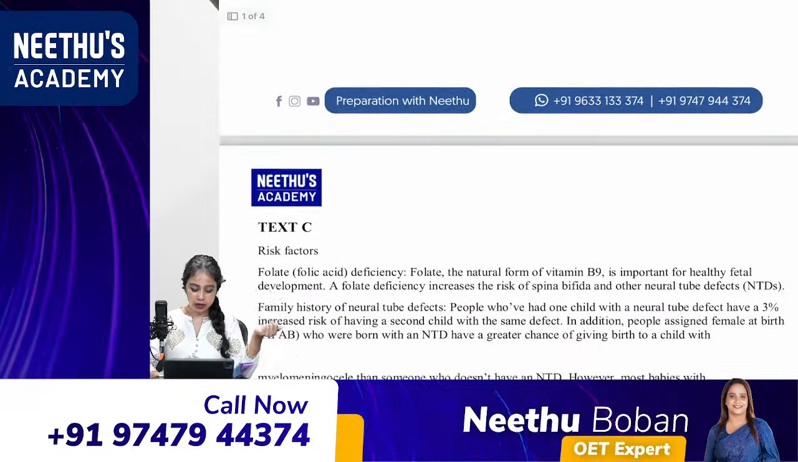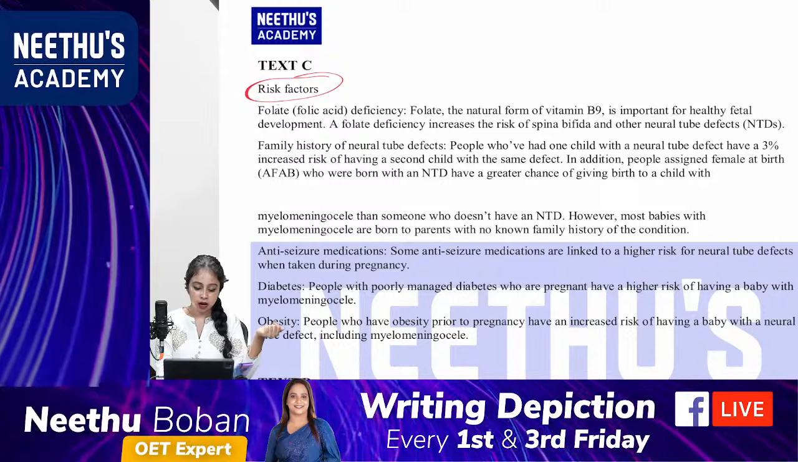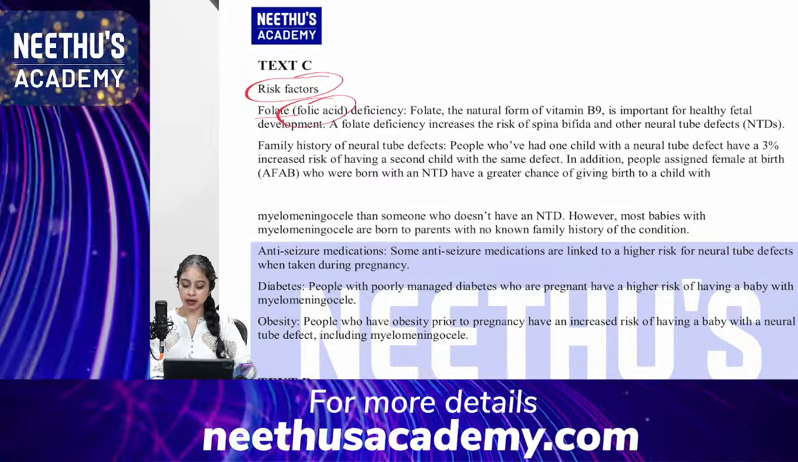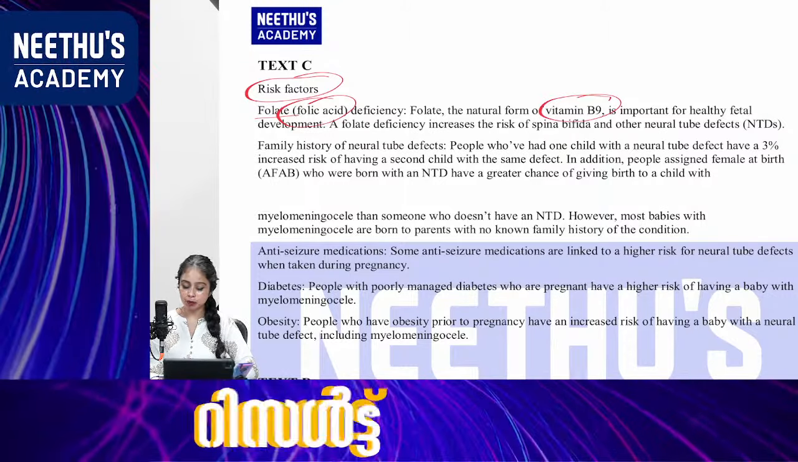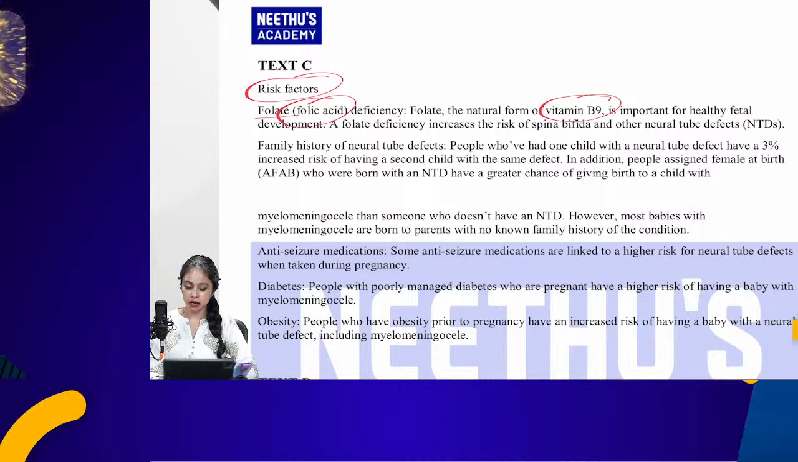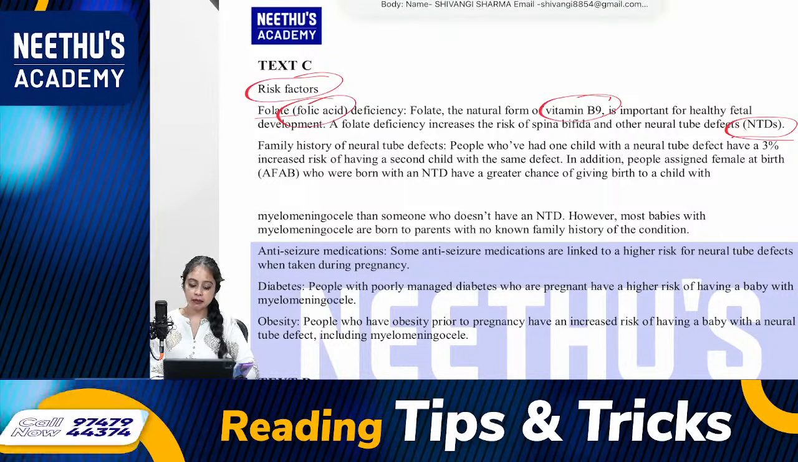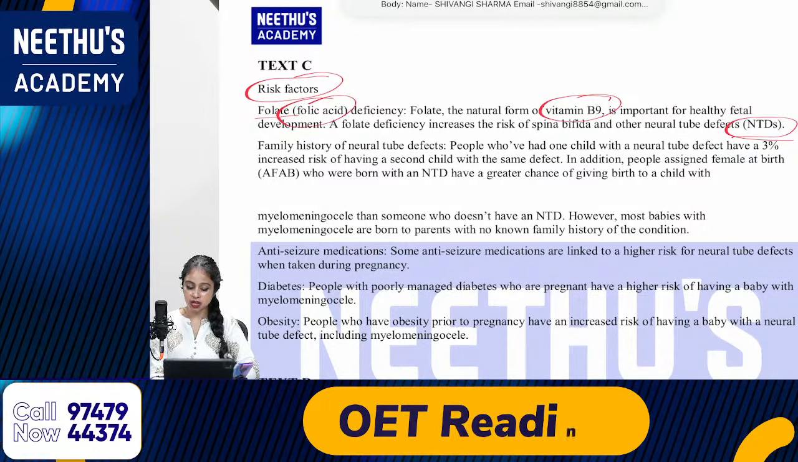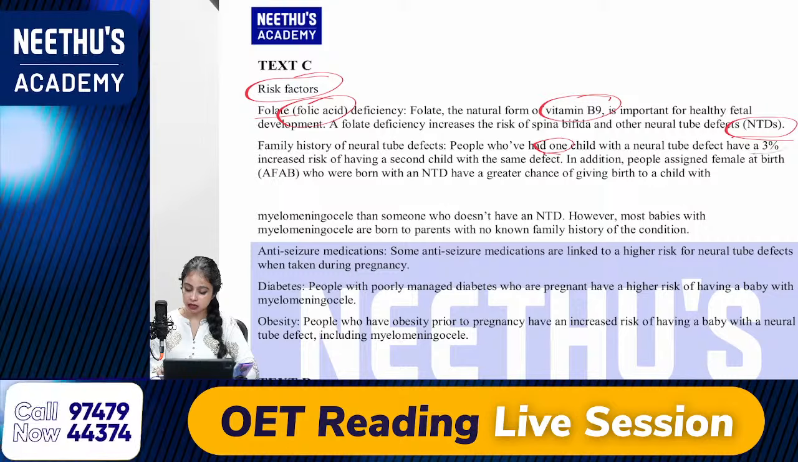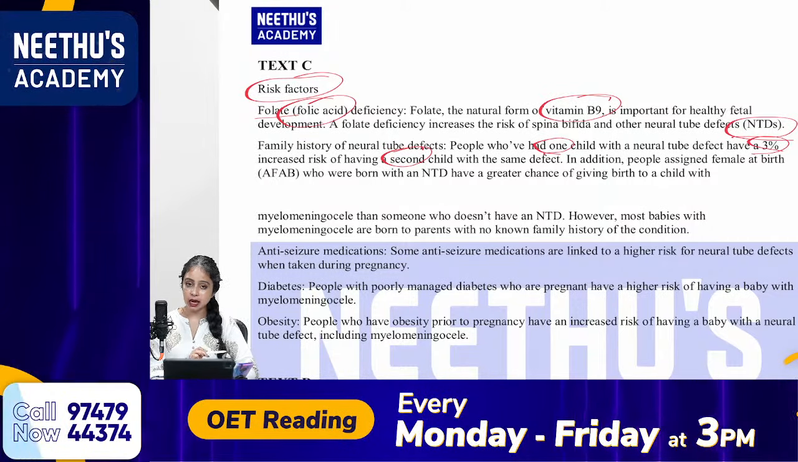And what about text C? Risk factors. So what are the risk factors? Folate or folic acid deficiency. Folate, the natural form of vitamin B9, is important for healthy fetal development. A folate deficiency increases the risk of spina bifida and other neural tube defects, NTDs. Family history of neural tube defects: people who have had one child with a neural tube defect have a 3% increased risk of having a second child with the same defect.